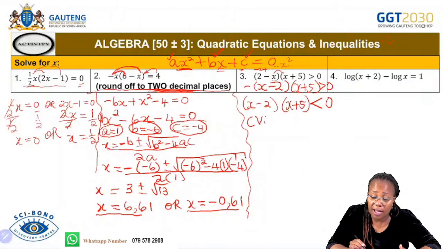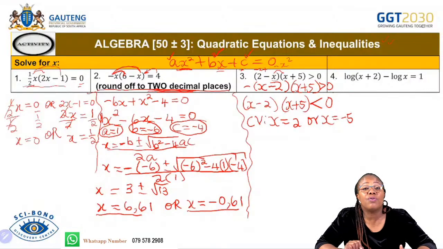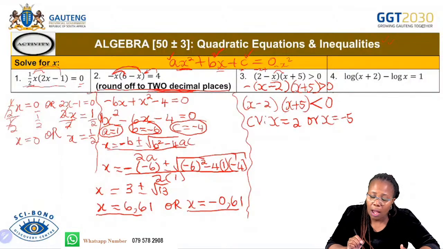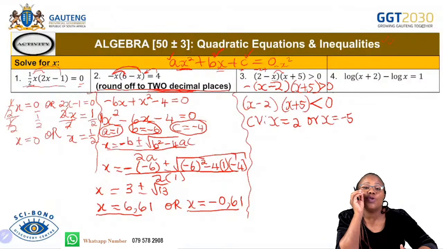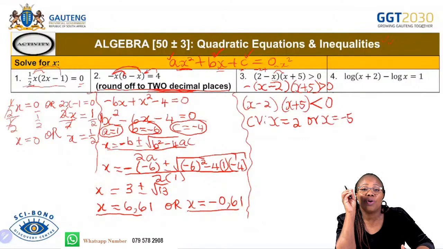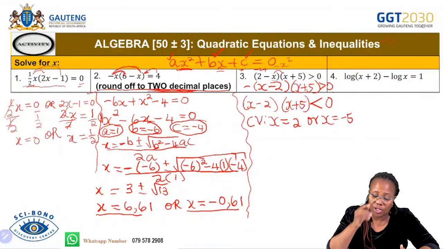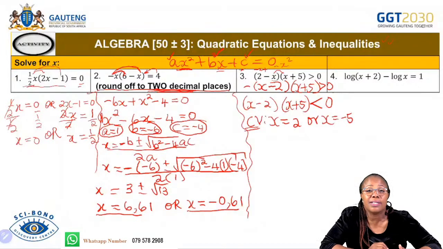The first critical value will be of the first bracket, which is x equal to 2, or the second one will be x equal to minus 5. We are saying these are critical values. Why? Because we have changed the inequality sign to an equal sign now. We are calling them critical because we have changed the condition of that particular equation. It is normally an inequality, and we are giving answers as being an equation. That is why we say they are critical.